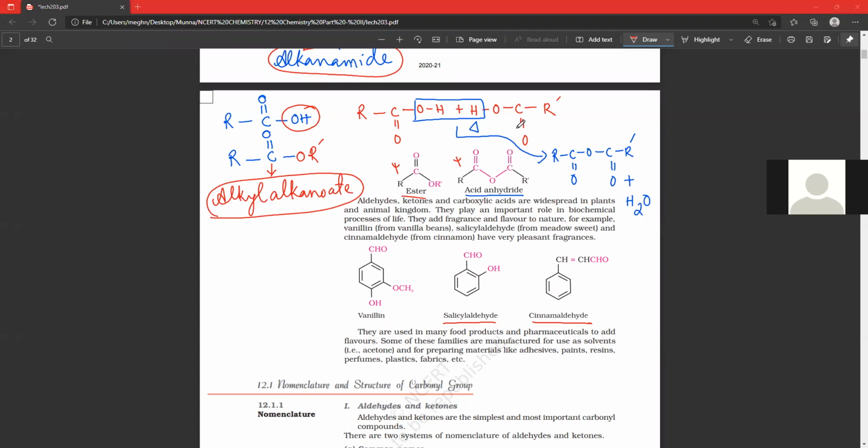Yes, Rupam. Rupam has written almost correct, but there's a small mistake. So salicylaldehyde, Rupam has written already. I'm writing on behalf of Rupam. It is 2-hydroxy benzaldehyde.